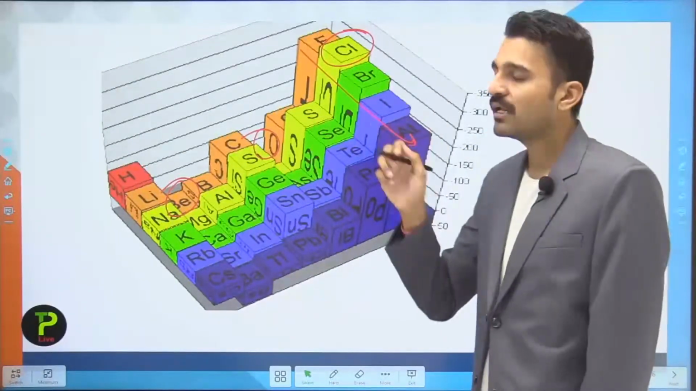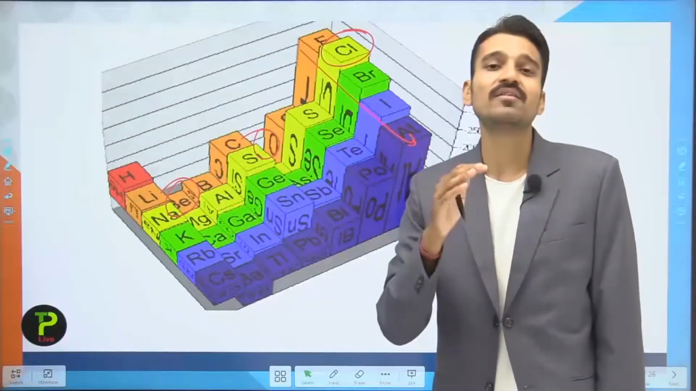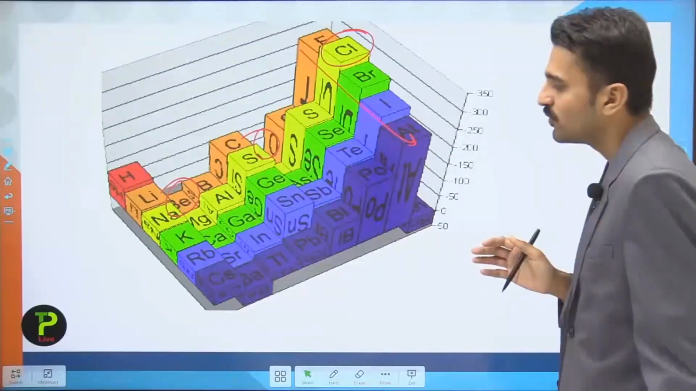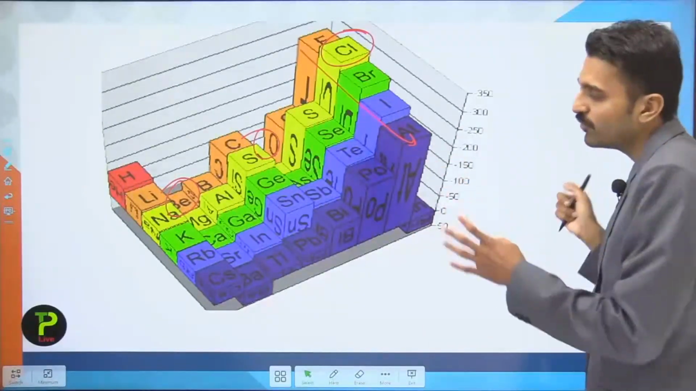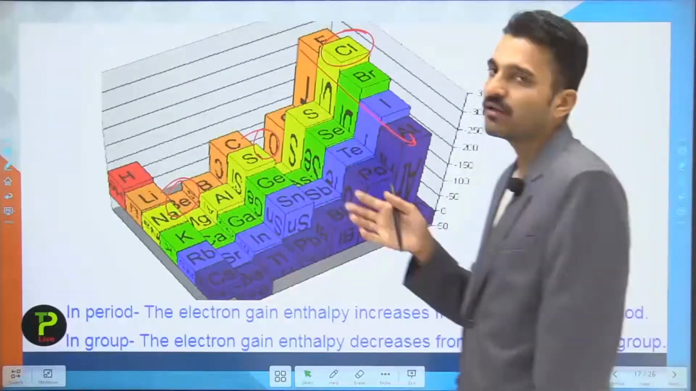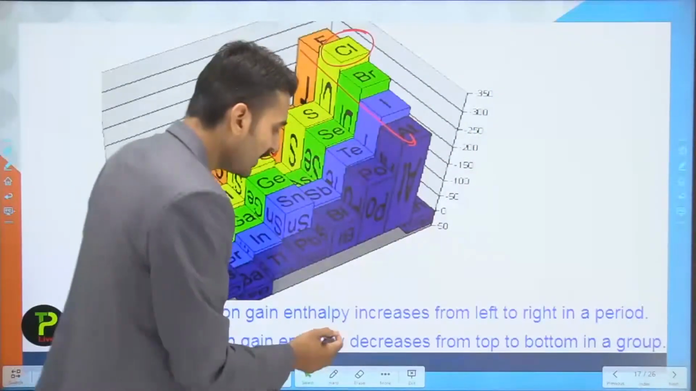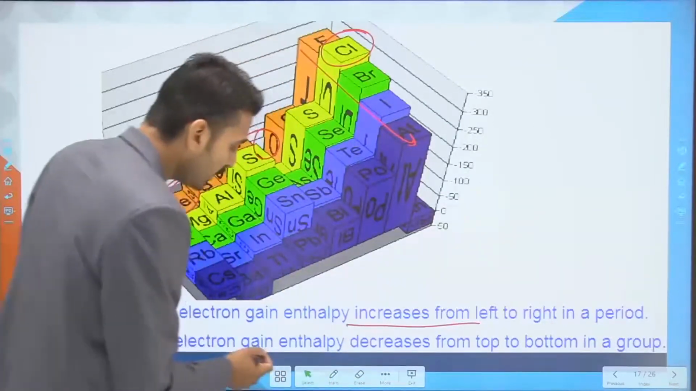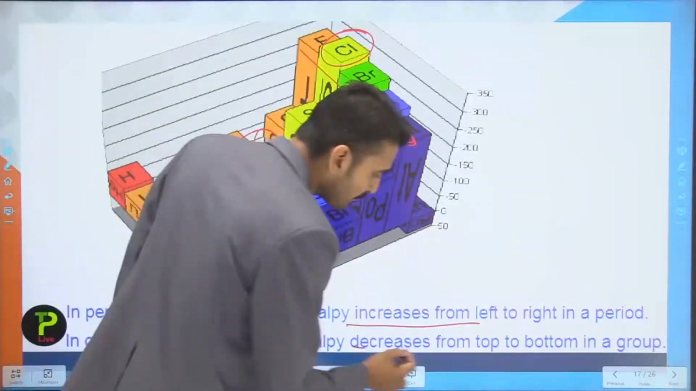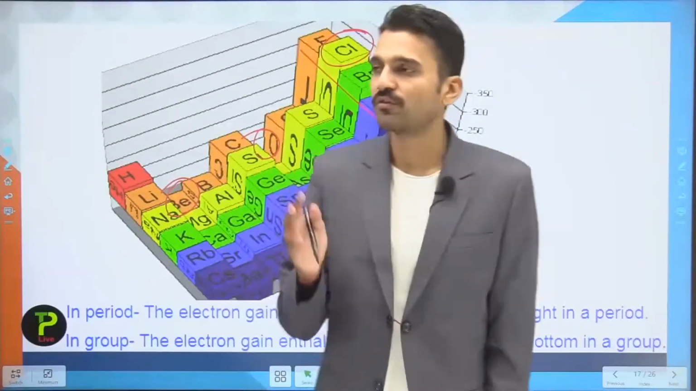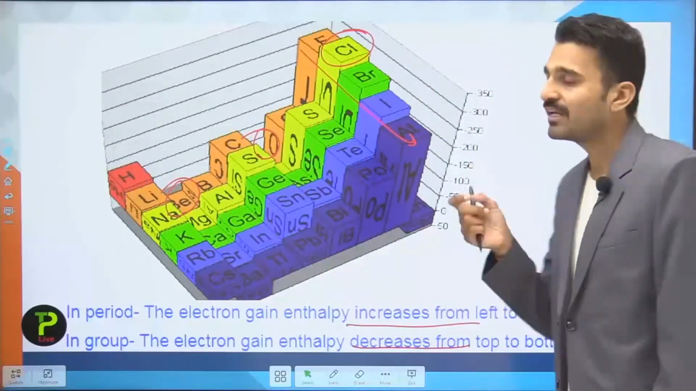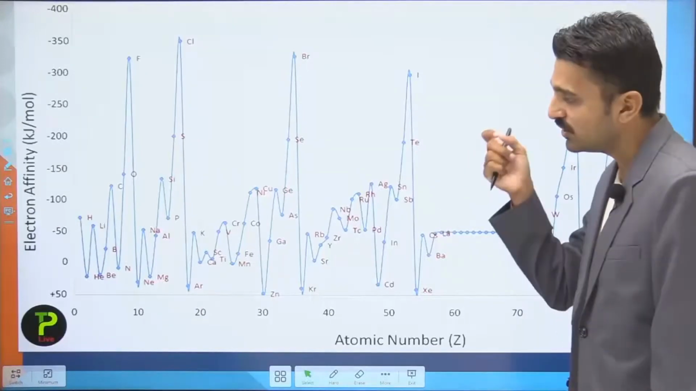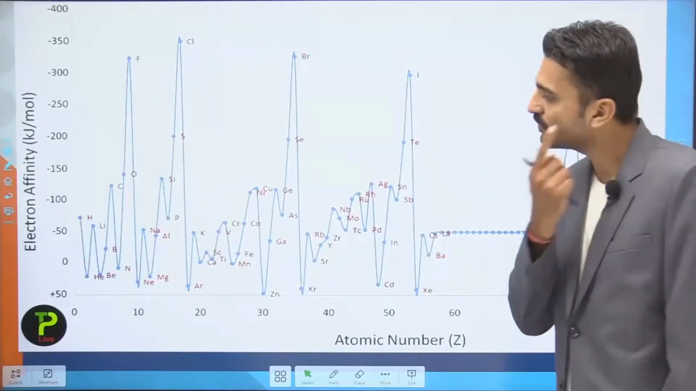So the electron gain enthalpies for the third period are somewhat higher than those for the second period. So this is the generalized form, and you can remember that while moving in a period, the electron gain enthalpies increase from left to right, while moving down the group, the electron gain enthalpies decrease. So this is all about electron gain enthalpies, and we are going to see some of the values in a particular chart so that you can remember these values.